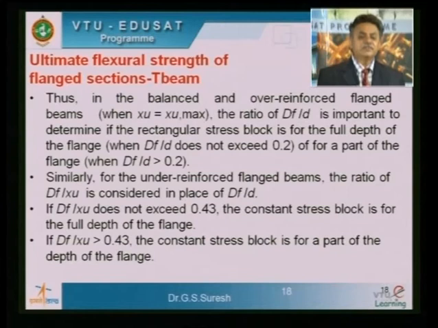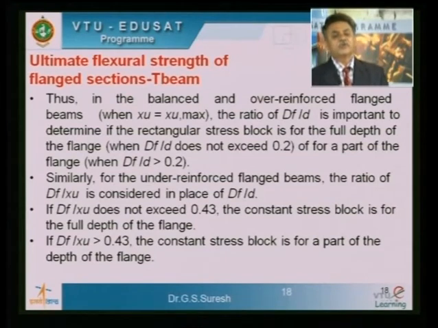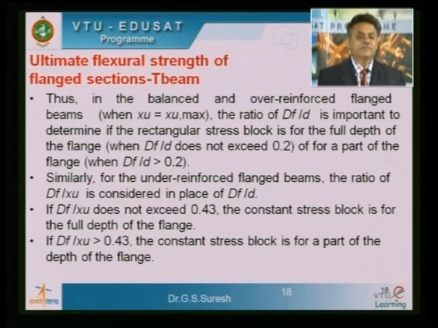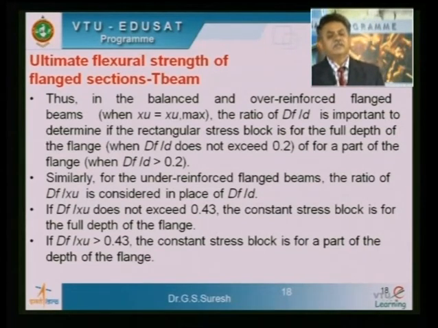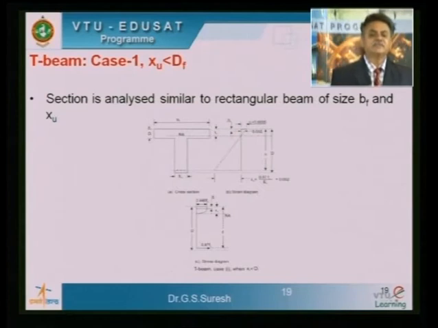Similarly, for under reinforced flanged beams, the ratio of df by xu has to be in place of df by d, wherein in the first point here I have shown you for balanced and over reinforced section, xu may exceed xu max, but we consider it to be equal to xu max. I am replacing the value of h by xu, and I say that if df by xu is 0.43, the rectangular portion of stress block is in the full depth of the flange. Otherwise, part is in flange and part is in the web.